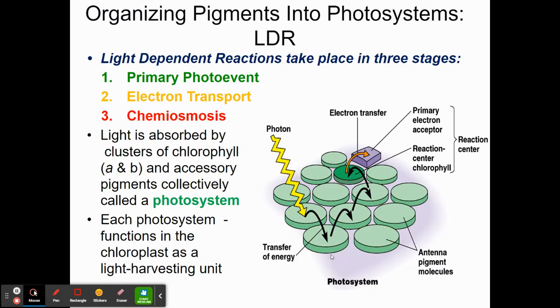All right. So when we talk about the light reactions, they are divided up into three primary stages. We have the primary photo event, which I'll discuss shortly. We have electron transport, and then we have chemiosmosis. All right. So first of all, we have to have the primary photo event. That's when photons strike chlorophyll molecules on the thylakoid membrane and excite electrons that are around the magnesium.